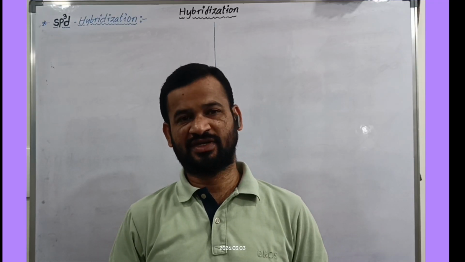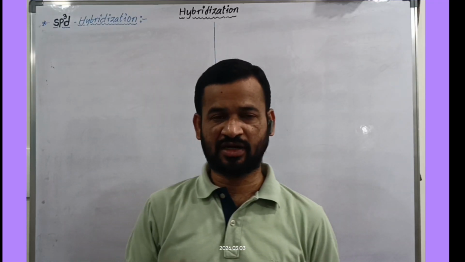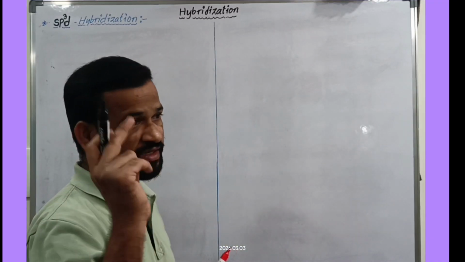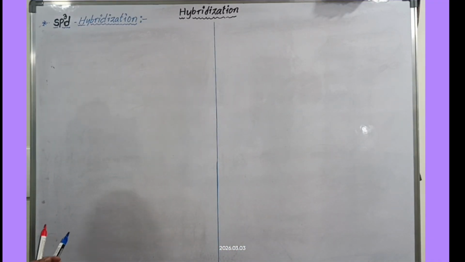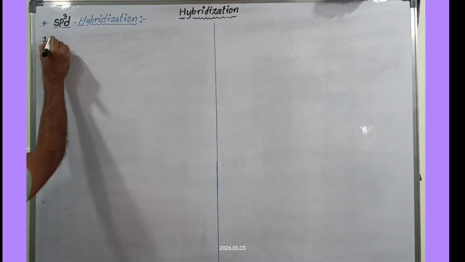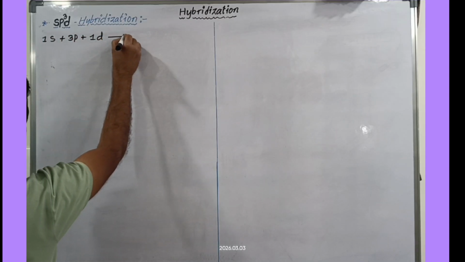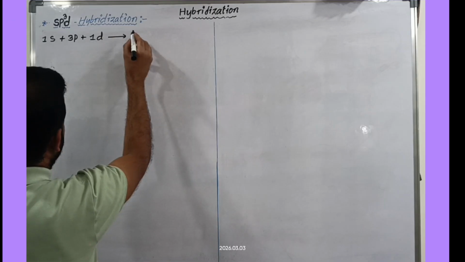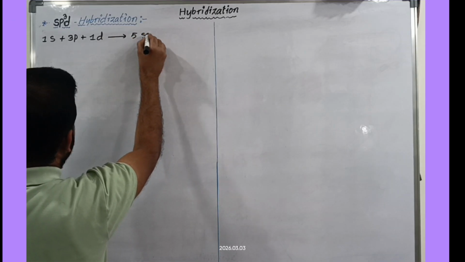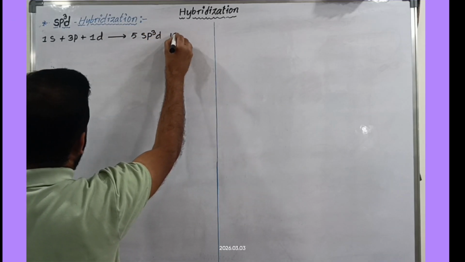In this class, we will discuss sp3d hybridization. Already we discussed sp3 hybridization in the last class. So sp3d hybridization means 1 s orbital, 3 p orbitals, and 1 d orbital. These 5 atomic orbitals are intermixed together to form 5 sp3d hybrid orbitals.